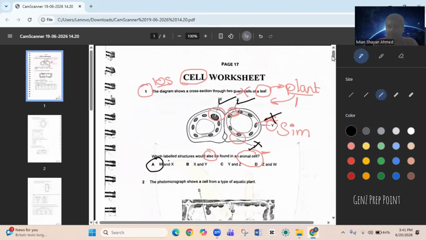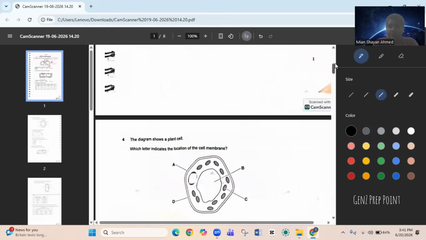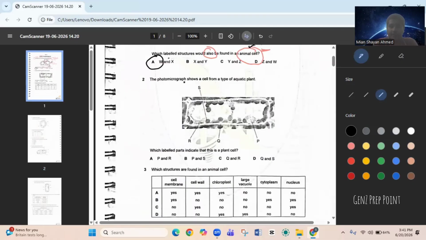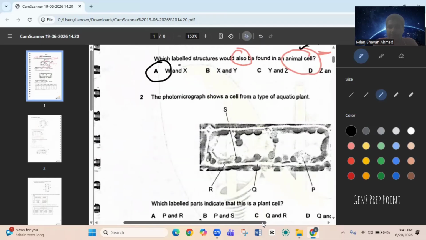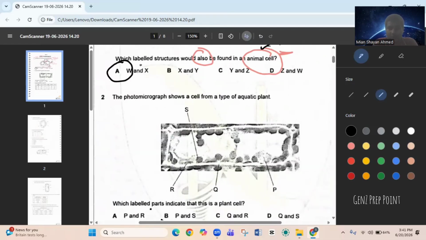So at least 1 minute should be given to each MCQ. Now the second question: the photomicrograph shows the structure of a type of aquatic plant. If we zoom in, we can see which labelled structure indicates this is a plant cell. What are the structures present only in plant cells? The chloroplast and the cell wall. So we just need to find the labels of the cell wall and the chloroplast. S is the chloroplast, and if we look at this gap, it's the cell wall.